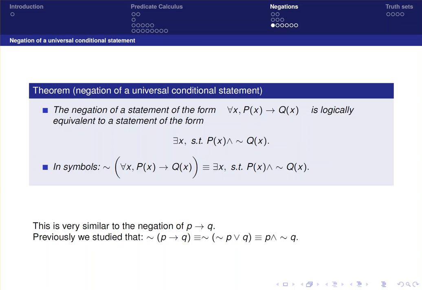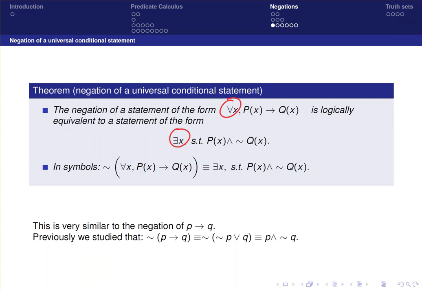Let's talk now about the negation of a conditional statement. You may recall from chapter 2 that the negation of if-then statements is going to be a conjunction. It's similar over here. The only difference is that we also have to negate the symbol in front. For all becomes an existential.